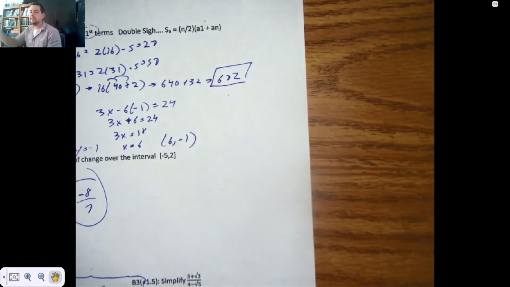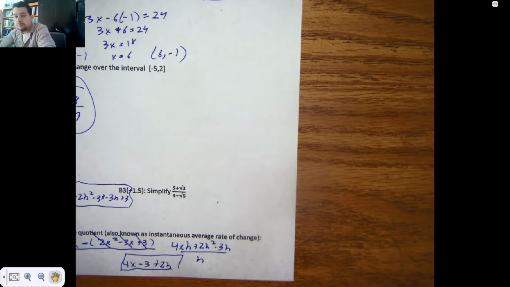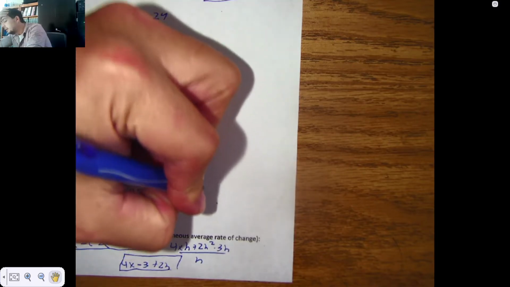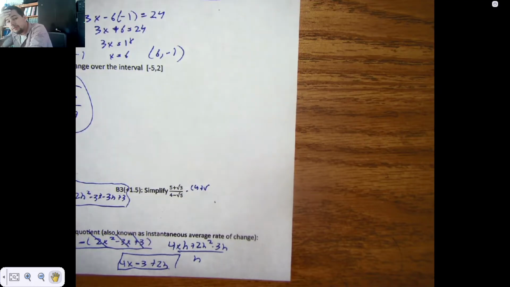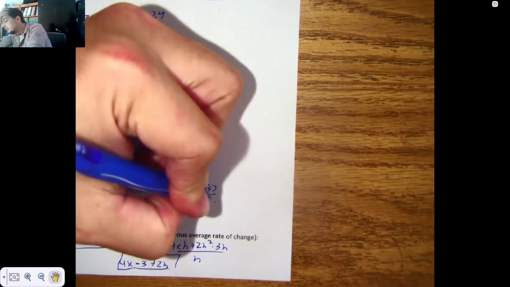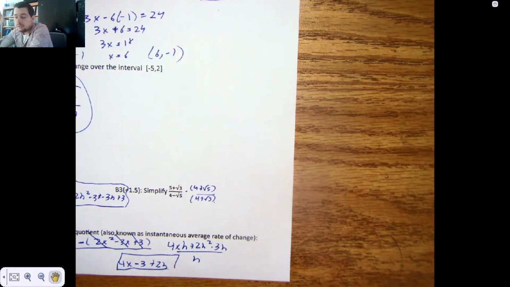Just occurred to me that I didn't do this bonus down here. Simplify (5 plus root 3) over (4 minus root 5). We do that by multiplying through by the conjugate of 4 take away a root of 5, which is 4 plus a root of 5. Hopefully you understand why that's allowed, because you're really just multiplying by 1.